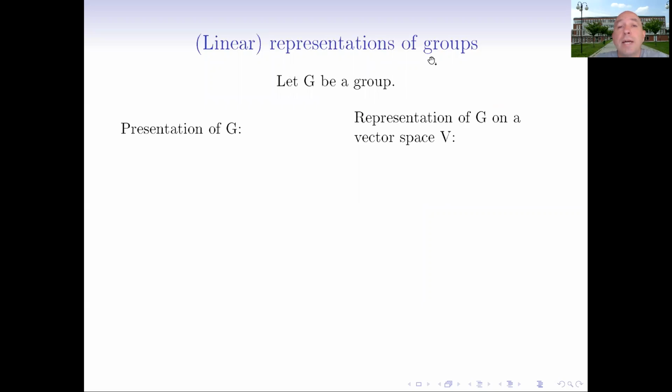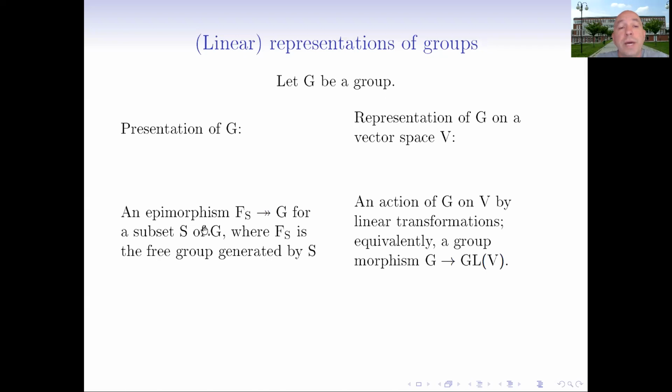So the last time I ended up with linear representations of groups. Let G be a group. Then we should distinguish somehow between the two words, presentation and representation. It's not a joke, it's really two words which you can meet in literature. So the presentation is the way to represent your group by some generators. It means that we can choose a subset S of G such that all elements of G are products of elements from S and their inverses.